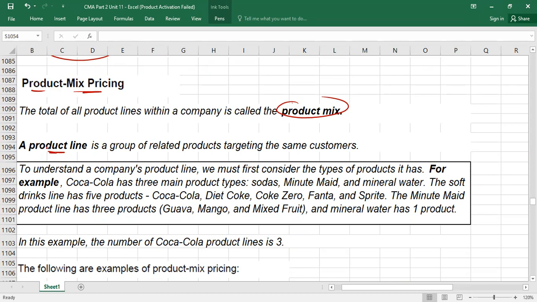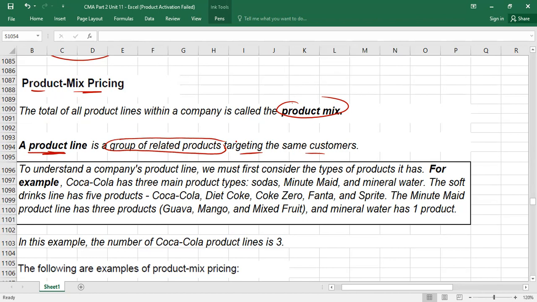First of all, we are talking about the product line definition. I'm going to explain what the definition of product line is. A product line is a group of related products targeting the same customers, and usually it is within the company. Let me give an example. A group of related products is called a product line.